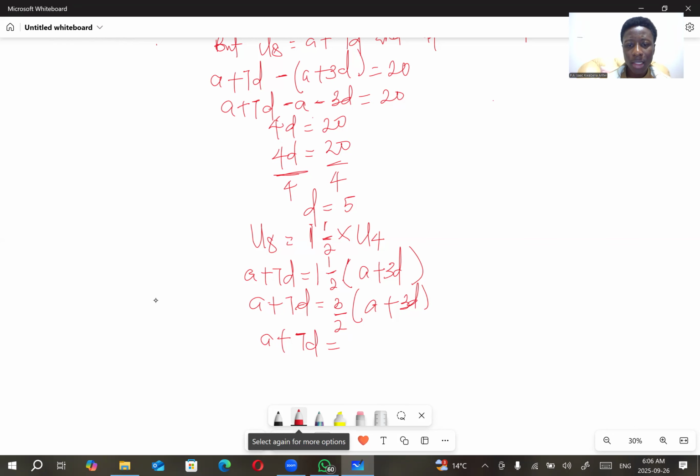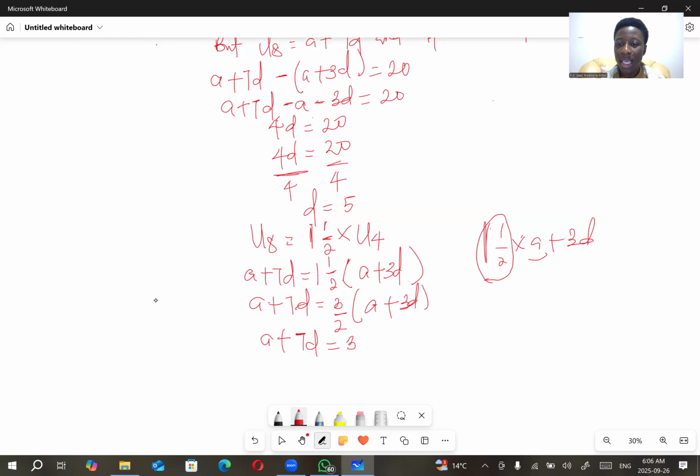Let's expand the bracket. You see why you have to bring the bracket? Because if you're not good with math, and I just write 1 whole number 1 over 2 times A plus 3D, you will not really, because examination comes with tension, it will not cross your mind that this 1 over 2 multiplies A and also multiplies 3D. But that's what it will do. It doesn't just multiply the A.